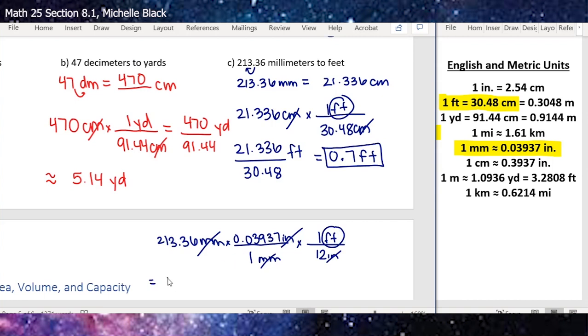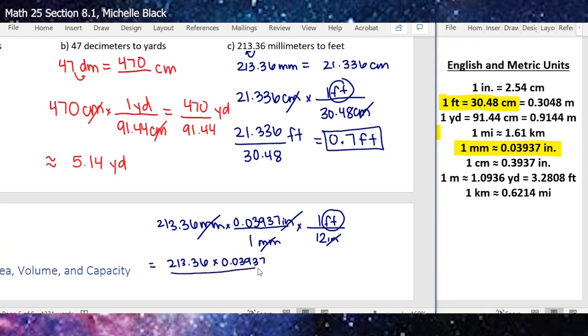The math I have, though, is 213.36 times 0.03937 divided by 12, because I have that 12 in the denominator. And if you plug this into your calculator, you're going to get 0.6 with a bunch of nines, which is approximately 0.7 feet. So even though it's not exactly the same answer we got at first, if you round, it is basically the exact same answer.